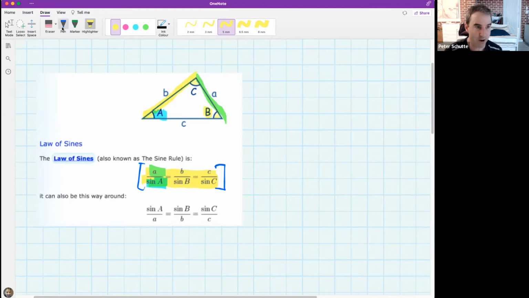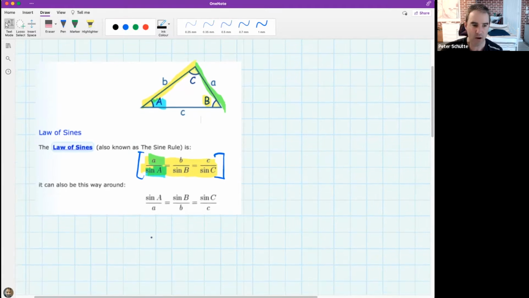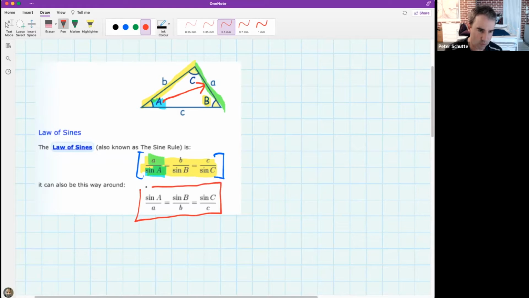Now it turns out that the sine rule can also be written the other way around. When we write it the other way around, we write it with the sine of the angle on top and the side that is opposite below. So in this case, the sine of A, that's down here, and the side that is opposite is here. And this is the way of writing the sine rule such that it makes it easier to find angles.